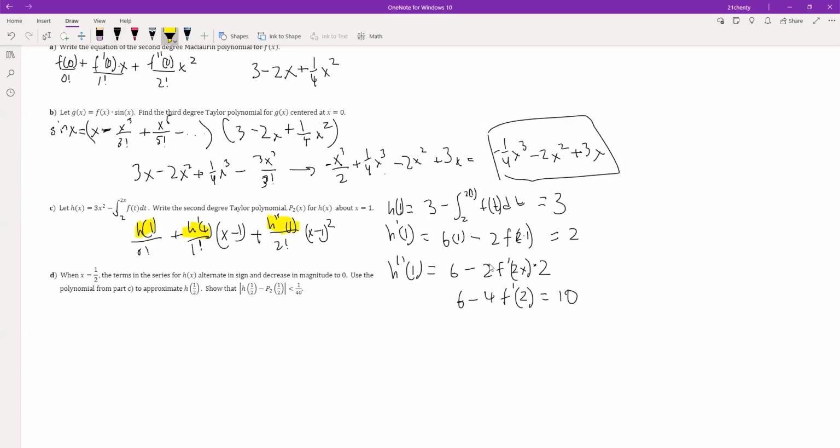And so now we have these 3 values, and we can write out the answer to C, which is going to be 3 plus 2 times x minus 1 plus 10 over 2 factorial times x minus 1 squared, which just simplifies to the following.